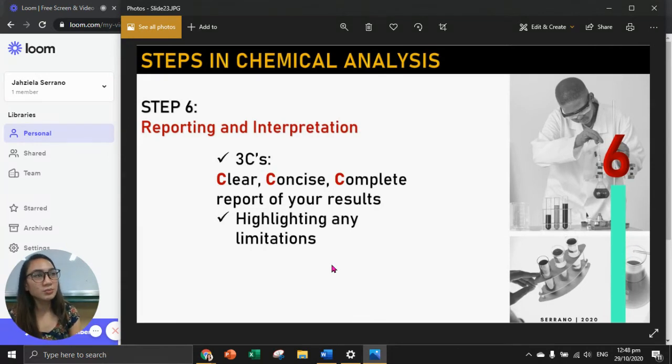Nung mineasure mo yung room temperature, nag-iba siya. Bumaba yung degree Celsius mo. So, you have to take notes of those limitations para at least for someone who would reproduce it, malalaman nila. So, dapat pala yung environment ko constant lang.